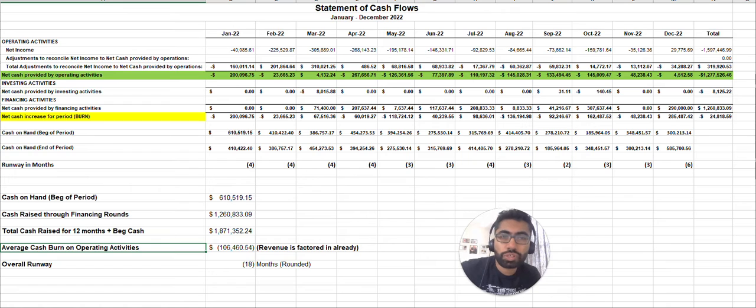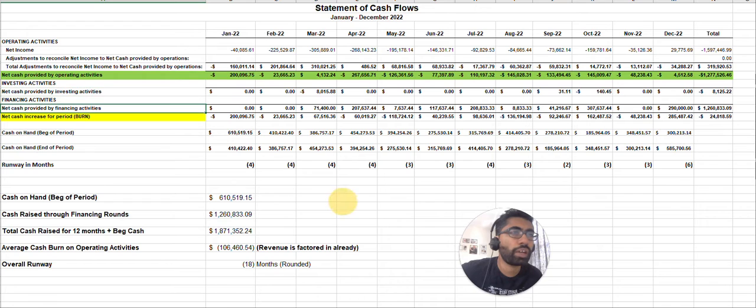The statement of cash flows is one of three main financials, which are the balance sheet, income statement, and the statement of cash flows. It is broken up into three areas: operating activities, which mostly focus on the income statement items such as revenue, COGS, gross profit, and the operating expenses to get to your net income. And then we have the net cash provided by investing activities and financing activities.